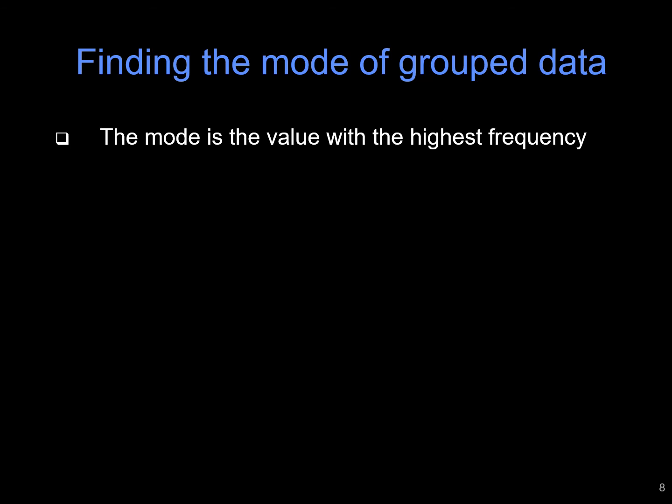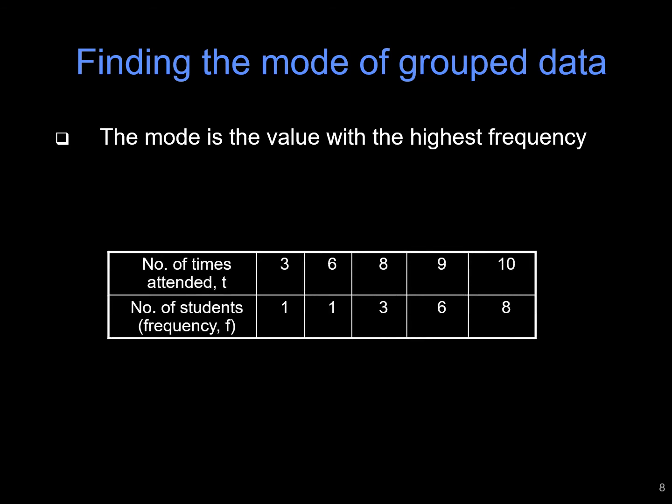Now let's find the mode. Well, the mode is the value with the highest frequency, so this is relatively straightforward. We just look for the group which has the highest frequency. So in this case, we can see that 8 is the highest frequency, and that corresponds to the value of 10. So the mode here is 10.